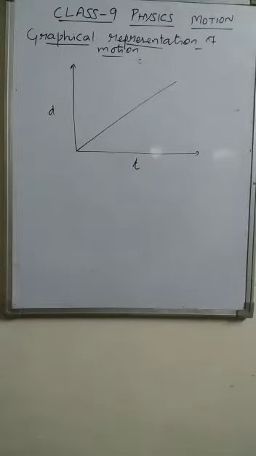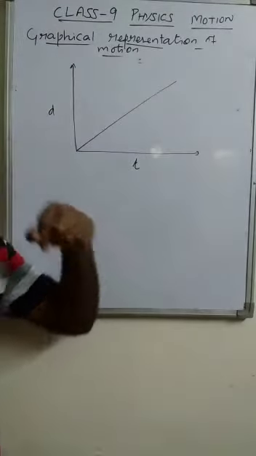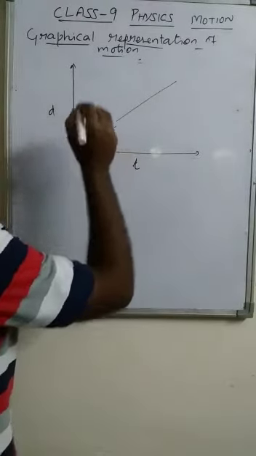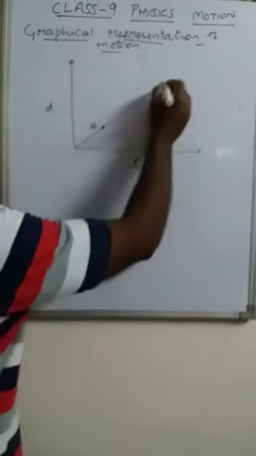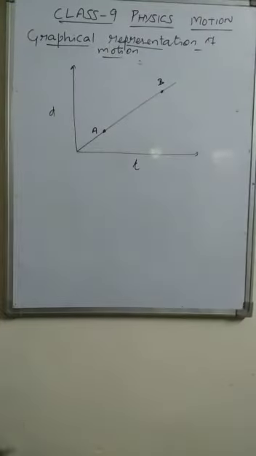To find the speed, let us take 2 points on this graph, 2 points anywhere. Suppose this is point A and this is point B. We can take 2 points anywhere on the line, anywhere on the graph.